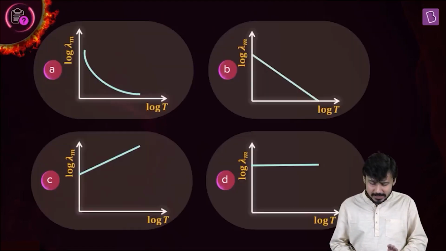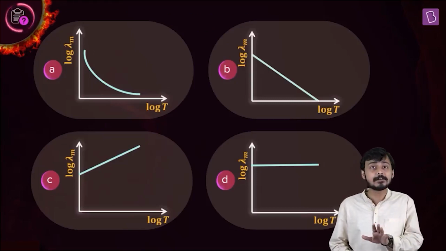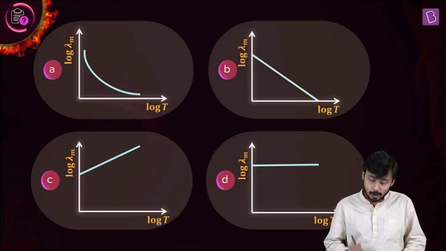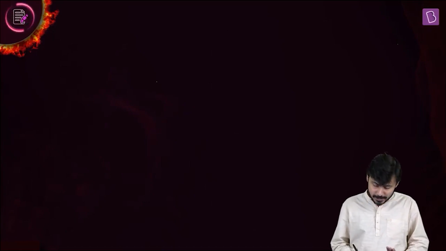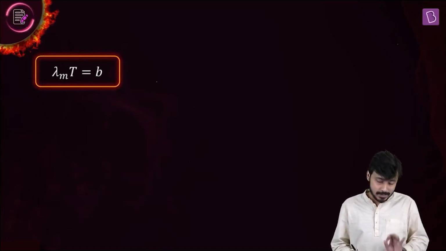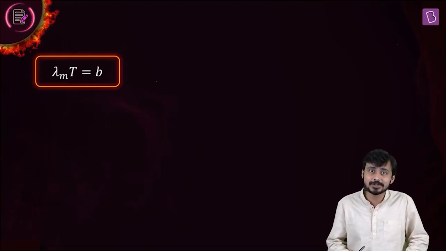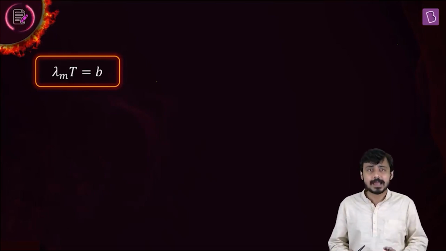So the given graphs are these four. In these graphs, you have to select which graph is the correct representation of log of lambda m versus log of T. As per Wien's displacement law for a black body, you know that lambda m into T is equal to B, where B is Wien's constant, right? And lambda m is the wavelength corresponding to the maximum intensity of radiation. T is the temperature at which the graph is being plotted, right?